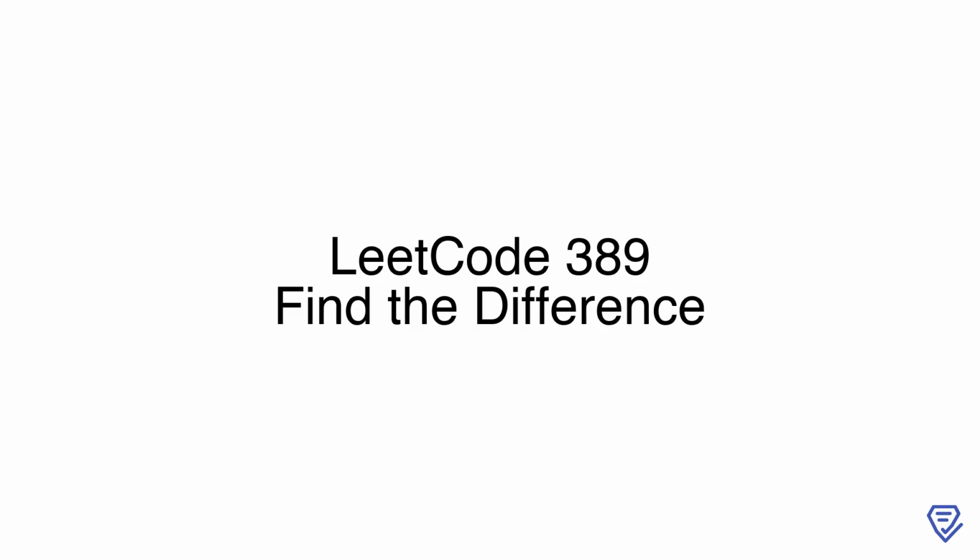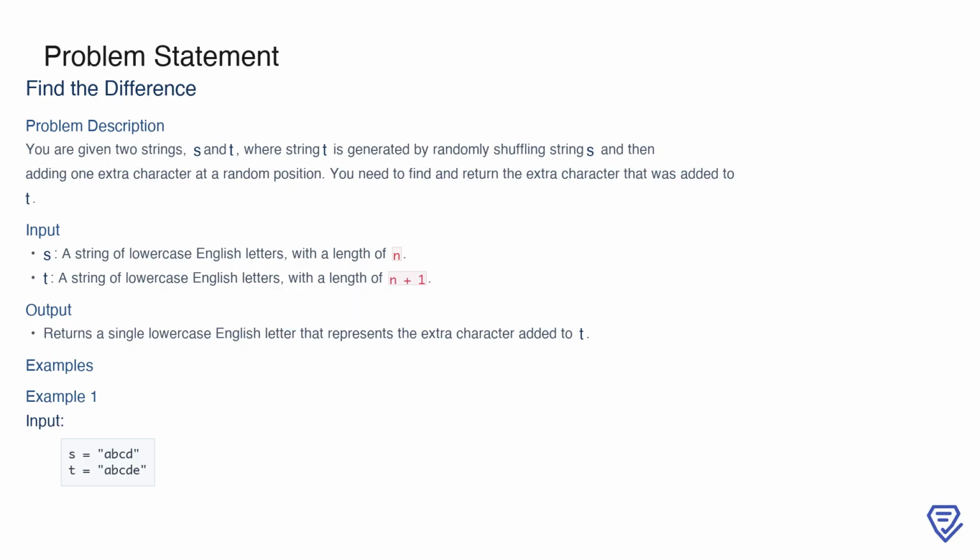Let's dive in. The problem we are tackling is called Find the Difference. Here, you are given two strings, s and t. The string t is created by randomly shuffling the characters of s and then adding one extra character at a random position. Your task is to figure out what that extra character is and return it.